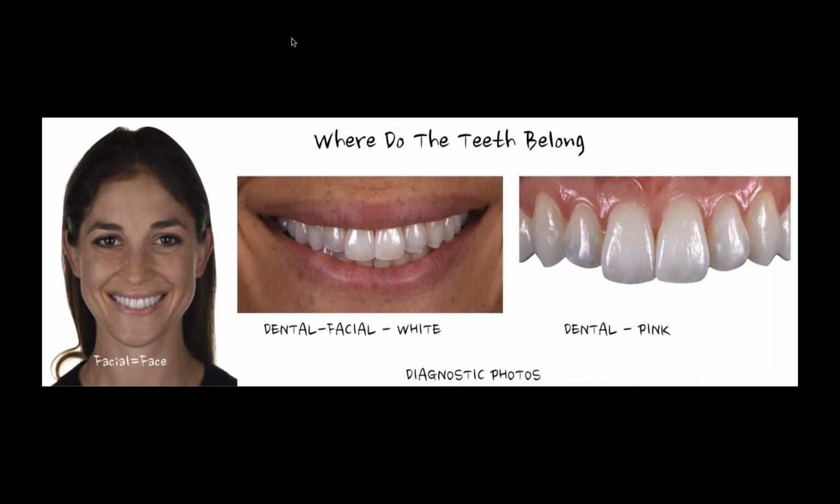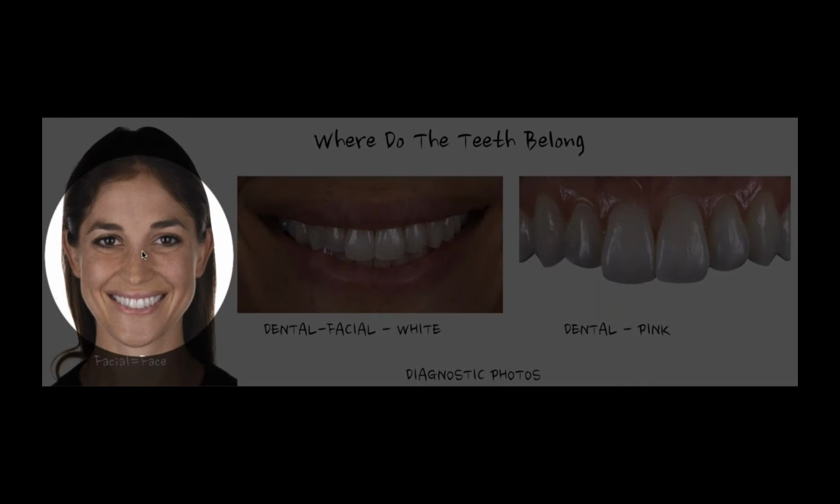So when you look at a face, you're really looking at the face and saying, do I like where the teeth are? Or what if she had no teeth at all? Where would I put them differently?